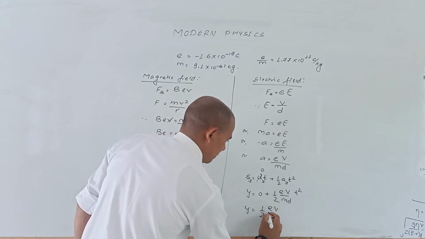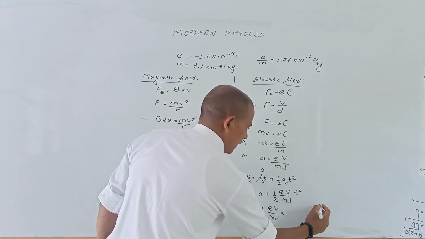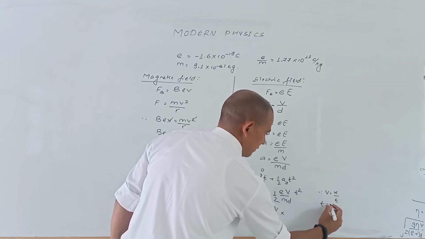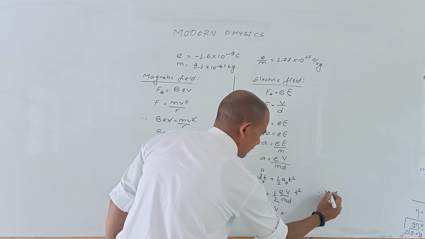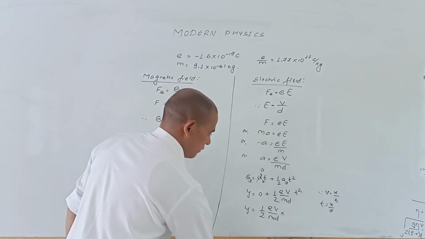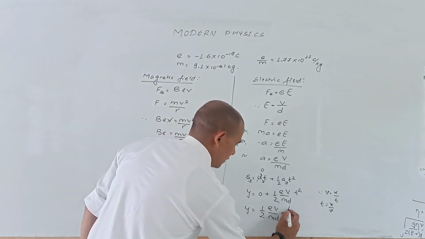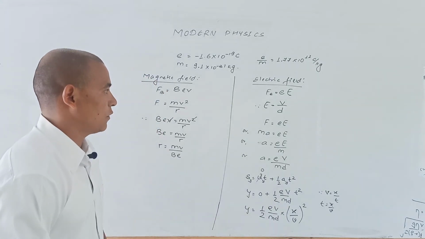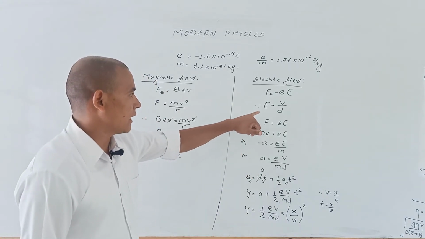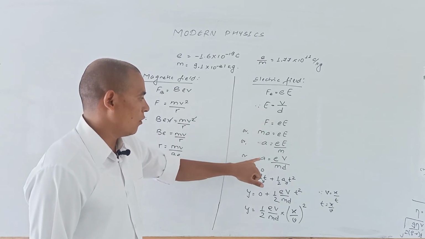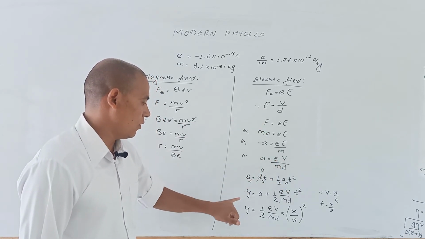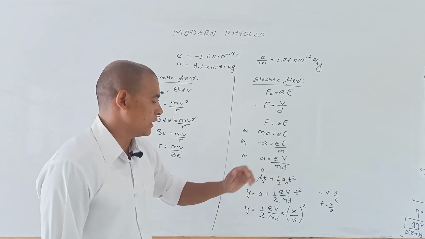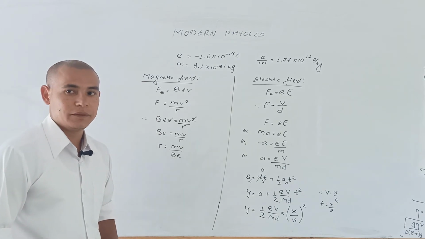So y will be equal to half eV by md, times t square. Again, we know velocity is equal to distance by time, so time will be equal to distance by velocity. I have written small v for velocity and capital V for potential. So time will be x by v. From this formula we can calculate the electric field intensity or the potential, the acceleration, or the vertical displacement of an electron when it is moving inside the electric field.